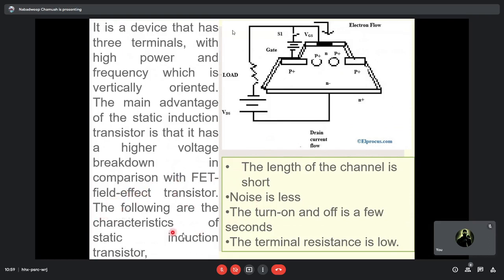The following are the characteristics of this transistor. In the static induction transistor, the length of the channel is short. Here the channel length is short, so noise is less, turn on and off time is a few seconds, meaning this is somewhat faster, and terminal resistance is low. Why is the terminal resistance low? Because the channel length is short here.